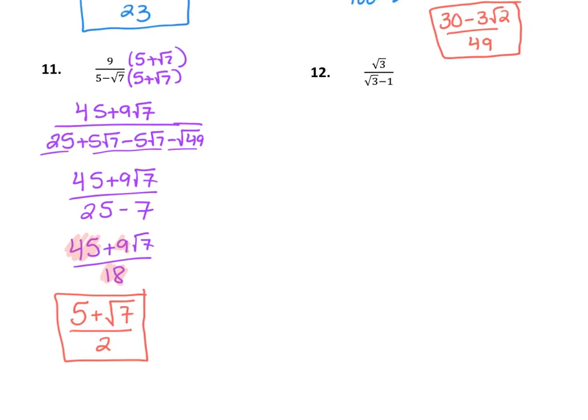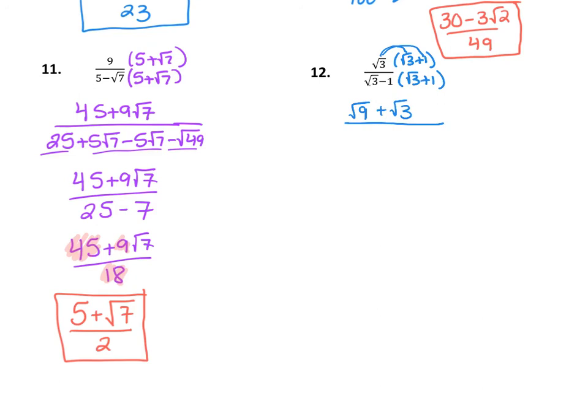For number 12, I'm going to multiply by square root of 3 plus 1. Because again, it's always the same denominator, just change whatever the sign in the middle. In the middle was a minus, so I'm going to multiply by a plus. Whatever I do to the bottom, I have to do to the top. So square root of 3 times square root of 3 is square root of 9. Square root of 3 times 1 is just square root of 3.